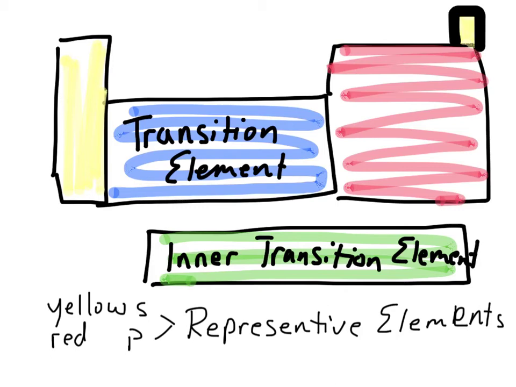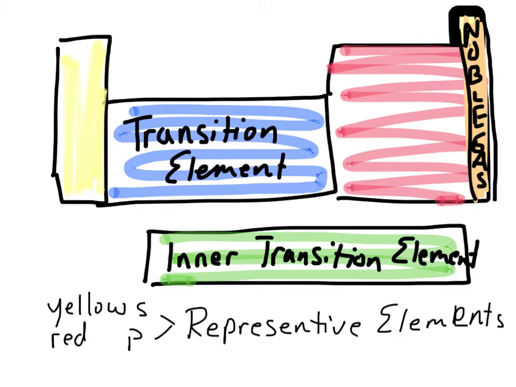Now, the one thing with the representative elements that you need to be aware of is that you have this noble gas area over here, that last column, and they have their own name, and it is noble gas. So you got to remember that this is noble gas for that last column. Everything else in the yellow and the red are the representative elements.